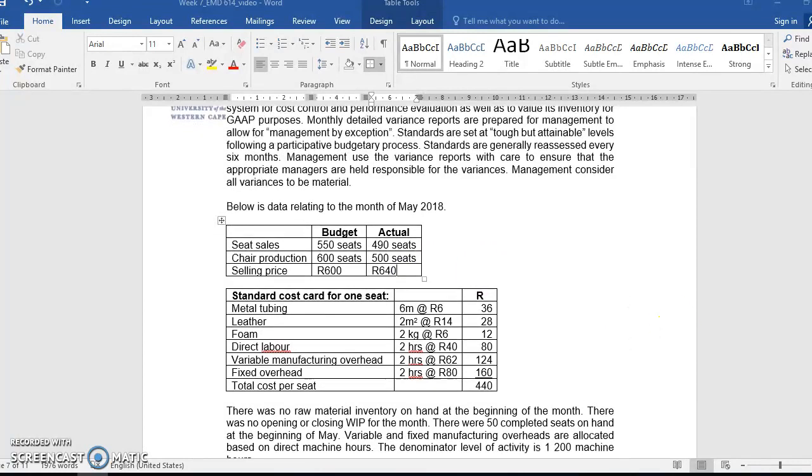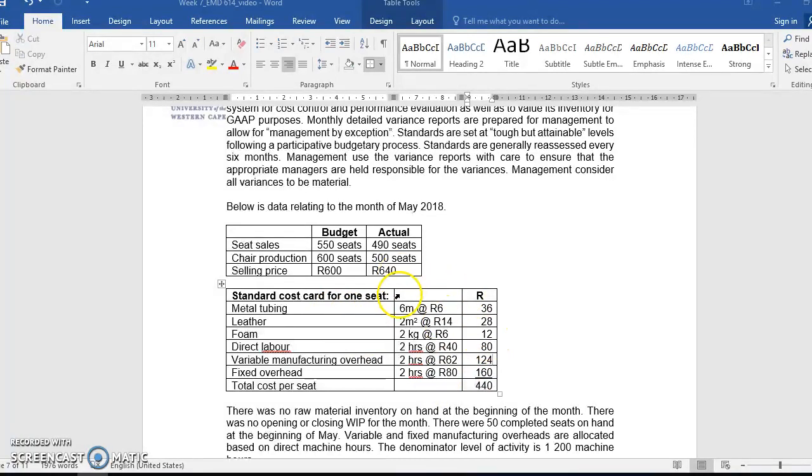This is the standard cost for one seat, in other words, their budget for one seat. These are the different components. Remember, typically when we manufacture a product, it's material, labor, variable overheads, and fixed overheads. Here we have metal tubing, leather, and foam. That's all material, the different components of material needed for one unit. Then the labor needed for one unit, variable overheads per unit, and fixed overheads for one unit.